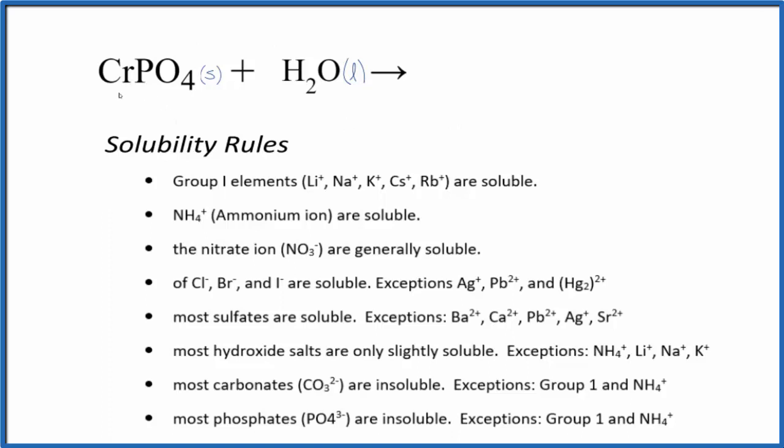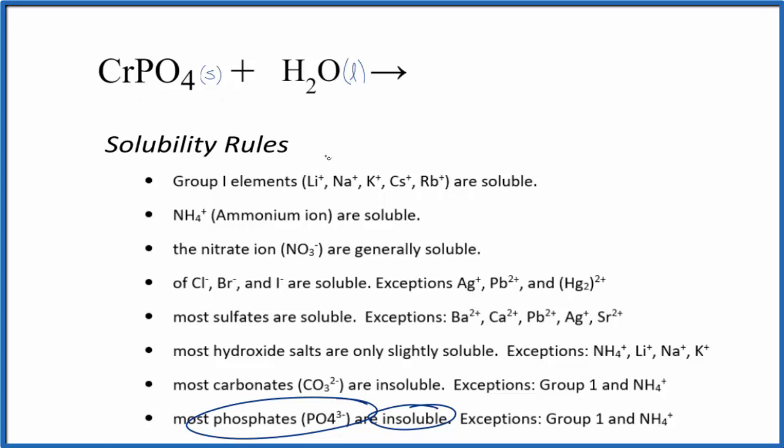We should look up this chromium 3 phosphate to see if it will even dissolve in water. So as we go down, here are solubility rules. We're going down, and most phosphates are insoluble with a few exceptions. So the chromium 3 phosphate won't even dissolve in water. We put it in water and it just sinks to the bottom. It stays a solid. So there's not much of a reaction to write, or much of an equation to write, for chromium 3 phosphate plus water.